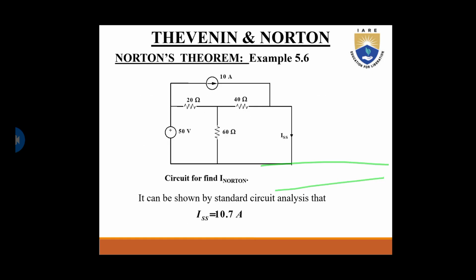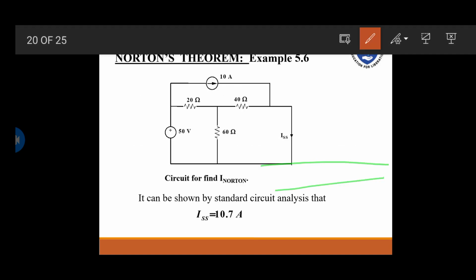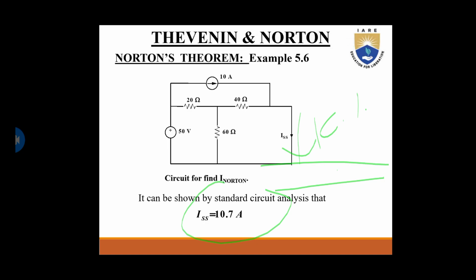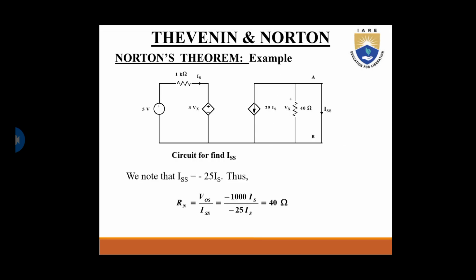By applying the same approach as Thevenin's, we get the current Isc flowing through as 10.7 ampere. Now consider another example. As shown in the figure, Rn is 15, the same value given for the Thevenin, and the load is shown below. You can do the procedure like this.